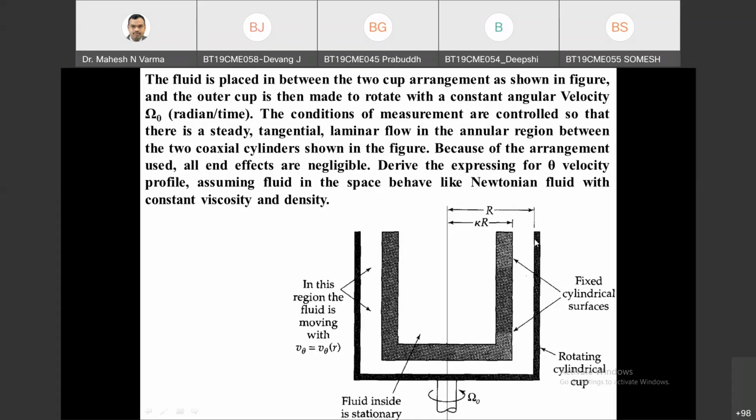So here the velocity will be equal to 0 at r equals kappa r. V theta will be equal to 0. And at r equals capital R, V theta equals omega naught into r. This is a linear velocity profile. This is all the information given in the problem.